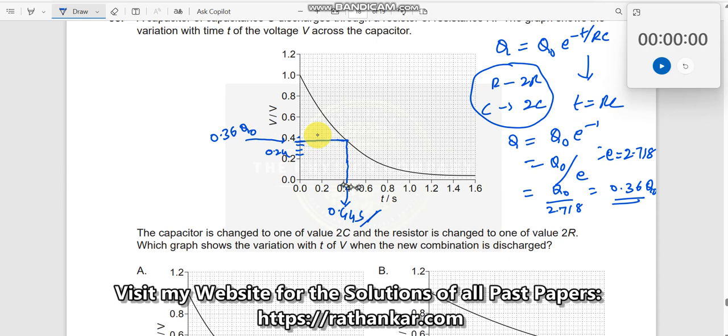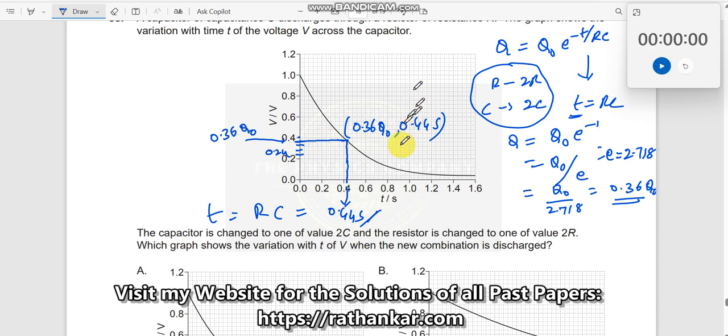Now, why did I do this one? Because I get the value of t here. Let me write the coordinates over here: 0.36 times Q naught and 0.44 seconds. Why I did this is because if I get this value of t, this t is what is equal to RC. Though the values of R and C are not given, I have found out the product of RC, which is equal to 0.44. I hope you get this. So t is equal to 0.44 seconds, which is also equal to RC. Why is it equal to RC? Because only when I put t equal to RC here, I got Q equal to 0.36 times Q naught. So I got this value.